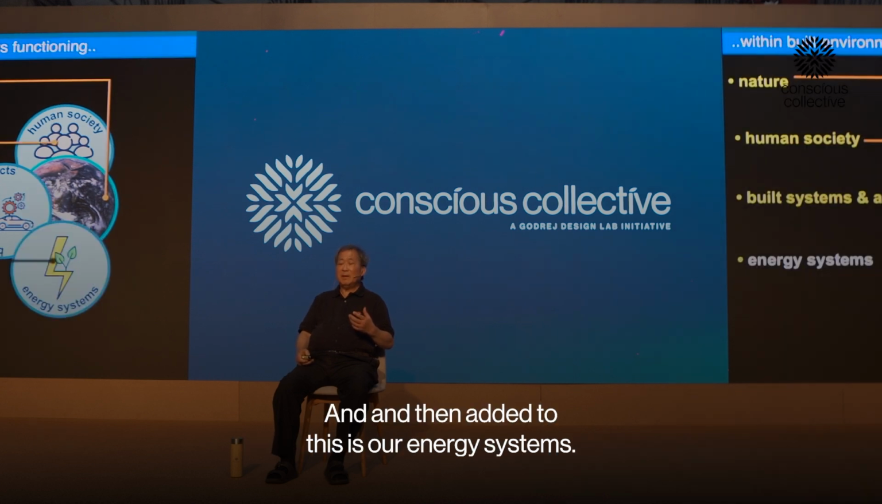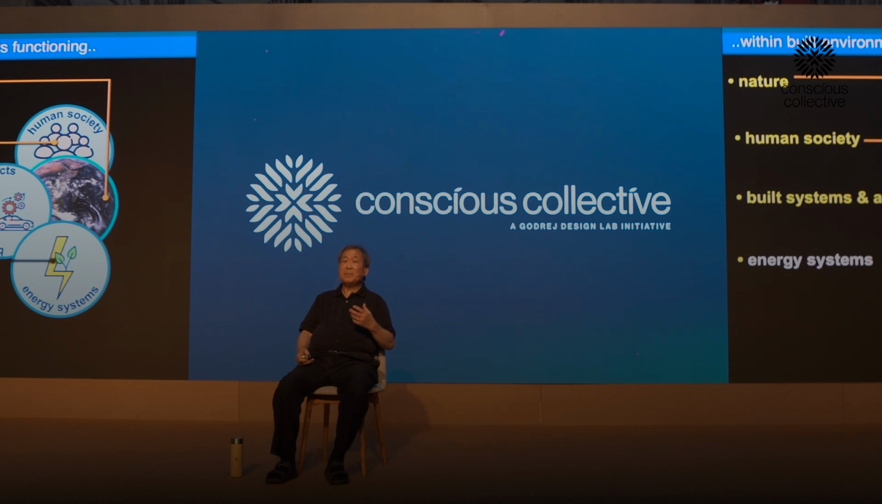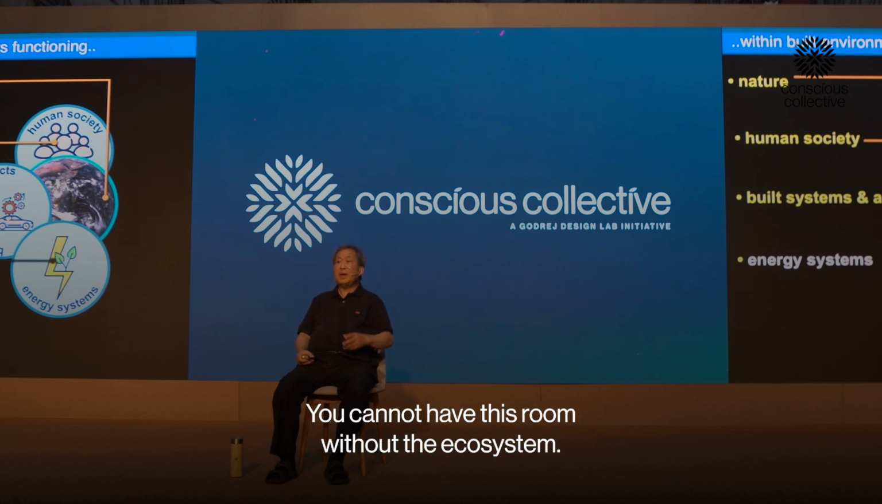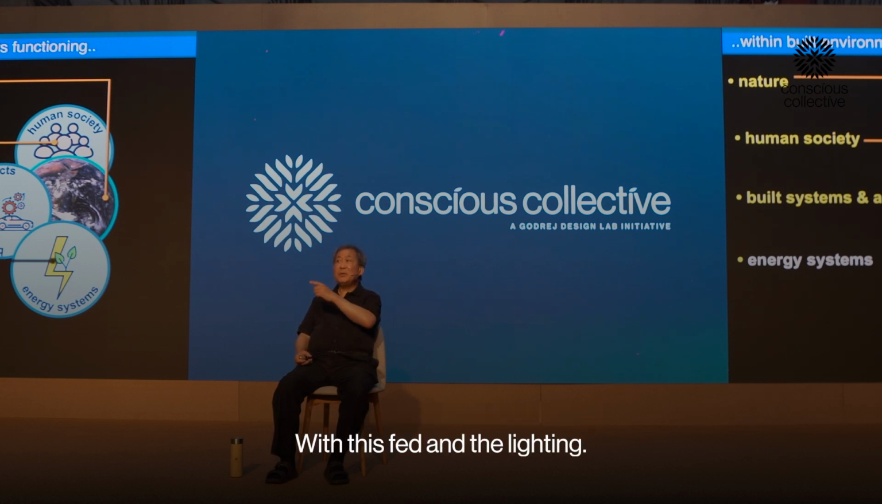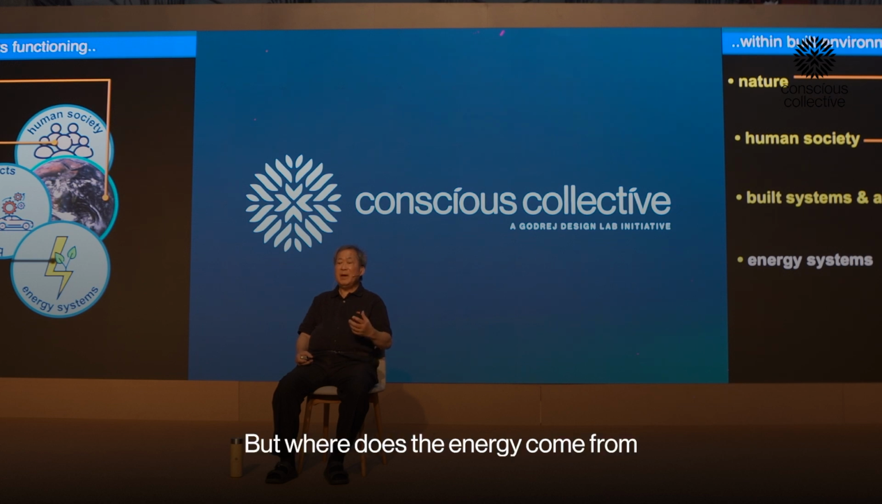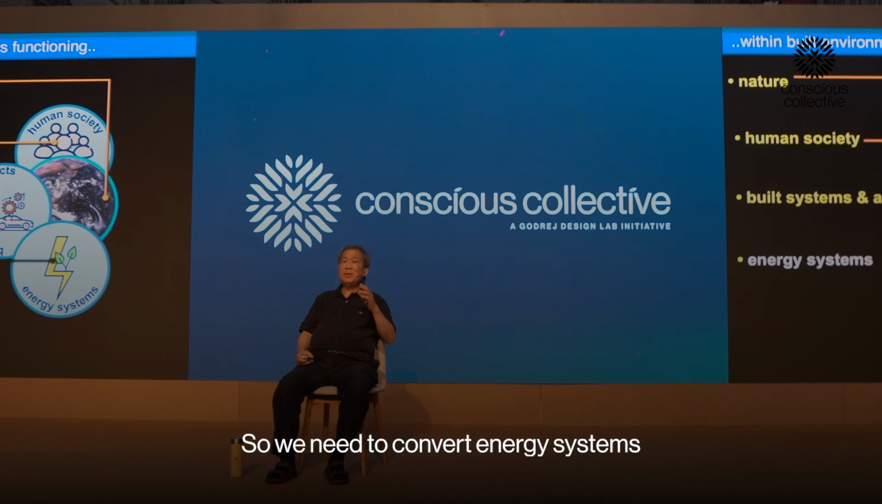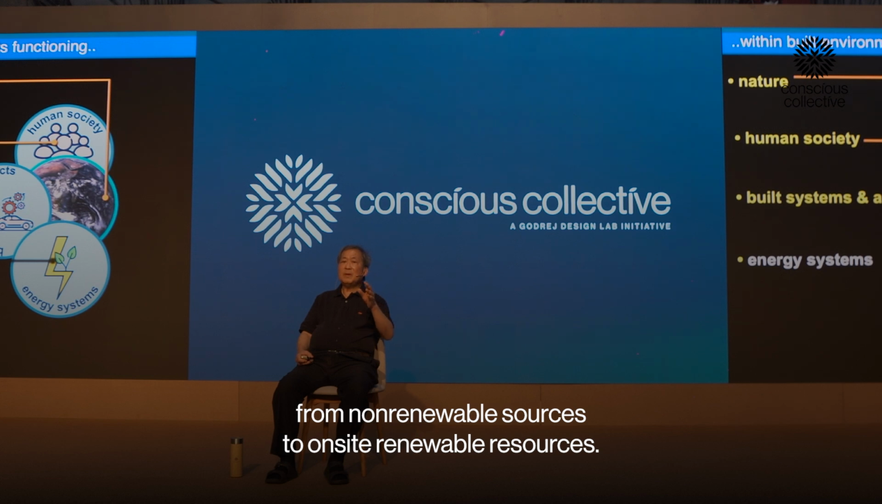And then added to this is our energy systems. You and I are addicted to energy. We cannot survive without energy. Just like this room, you cannot have this room without the air conditioning with this fan and the lighting. And so we need it, but where does the energy come from? Energy comes from burning fossil fuels or burning gases. So we need to convert energy systems from non-renewable sources to on-site renewable resources.